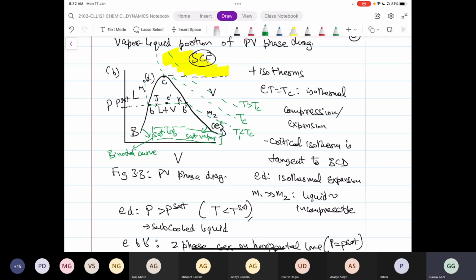One relationship we have already seen gives me the saturation pressure as a function of temperature. In Chapter 1, you have seen that equation. What was the name of that equation? Antoine's equation. So that is one relationship that tells you P sat as a function of T. Anyway, how I calculate that is a different question.